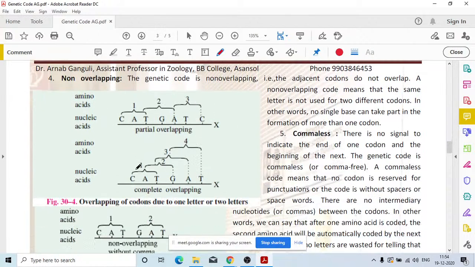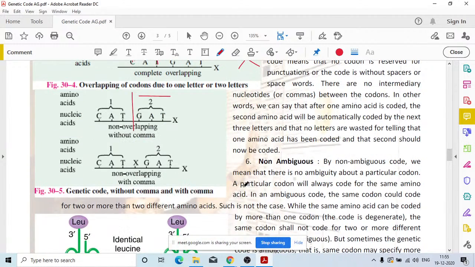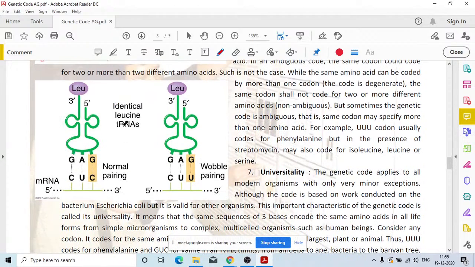Non-overlapping. That means the reading does not overlap, it does not happen like this, neither does it happen like this. The genetic code is not overlapping. Exactly once one codon finishes, the next one starts. It is non-overlapping.